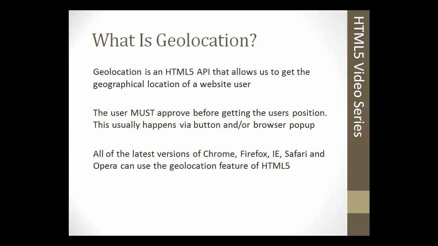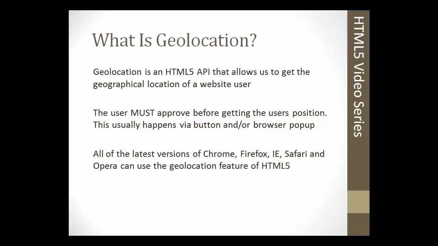So what is geolocation? The HTML5 geolocation API is used to get the geographical location or position of a user. I'm sure many of you have gone to a website, whether it's an e-commerce site or whatever, and had a pop-up in your browser asking if it can get your location, and this is most likely an HTML5 website that's using the geolocation API.